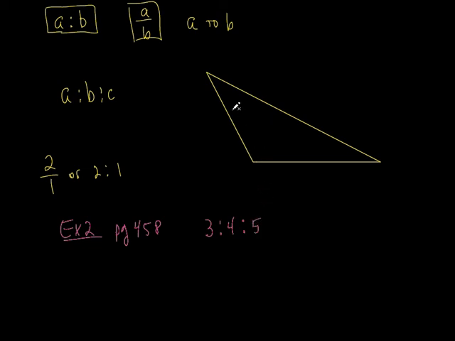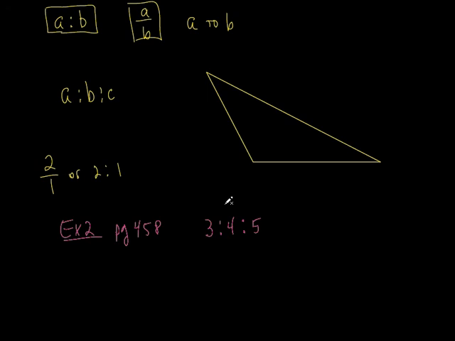Now, what does this mean? Does that mean that this angle is 3, this angle is 4, and this angle is 5? Of course not, because what has to happen to all 3 of those angles? They have to add up to 180 degrees. So it can't be 3, 4, and 5, but what it is is this. This is 3 times a certain number, this is 4 times the same number, and this is 5 times that same number. Well, what is that number?